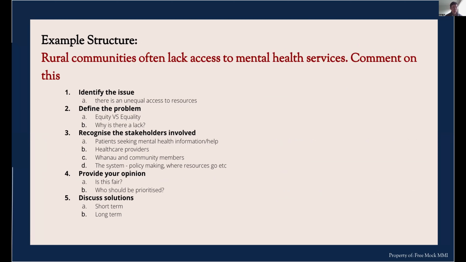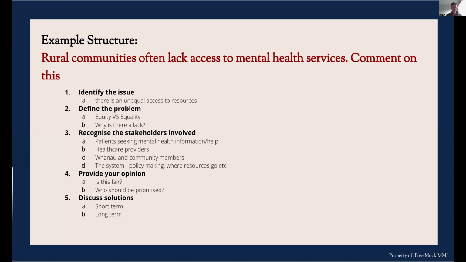Okay, so an example would be: rural communities often lack access to mental health services. The key issue, of course, is that there is unequal access to healthcare resources. They have fewer doctors, fewer hospitals, which are further away from them. And then define the problem. So that would be, like I said, the difference between equity versus equality. Just explain, define what that is. And then why is there a lack? Of course, that's kind of self-explanatory about rural areas.